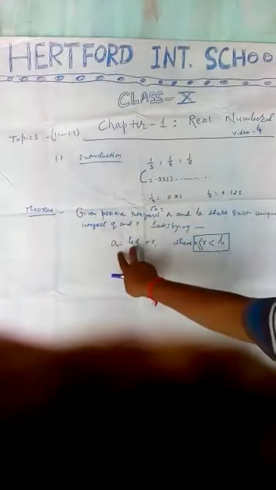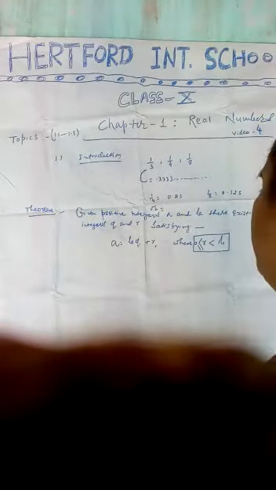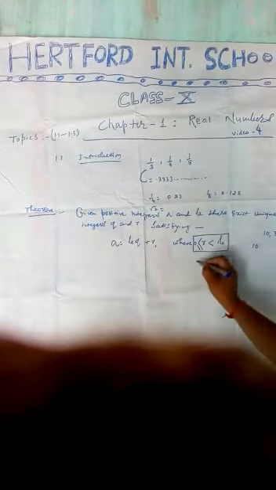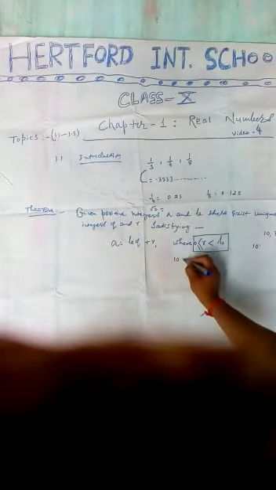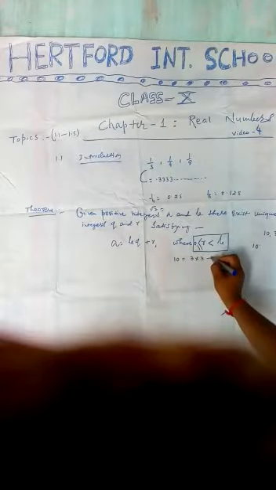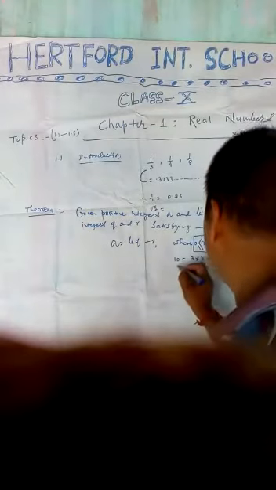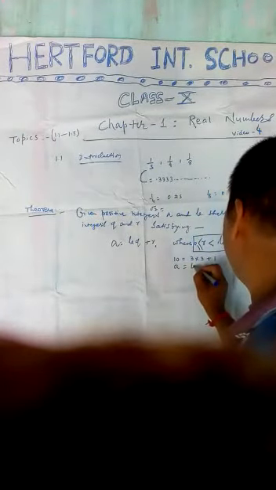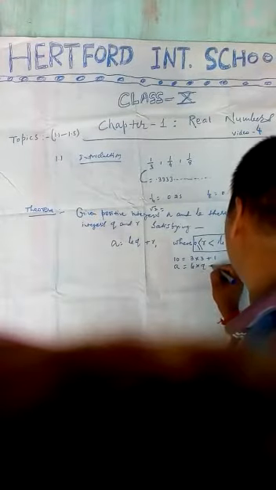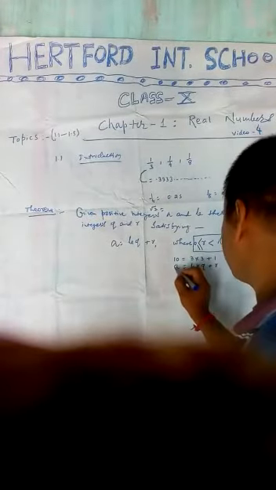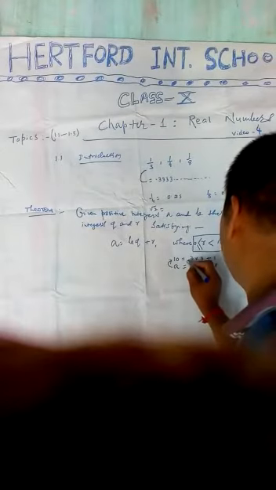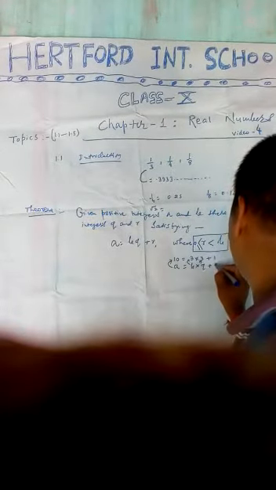Here you can take a and b. In this case, suppose 10 and 3. Then 10 is equal to 3 into 3 plus 1. Here it is a, here it is b, here it is q, and here it is r. a is 10, b is 3, q is 3, and r is 1.